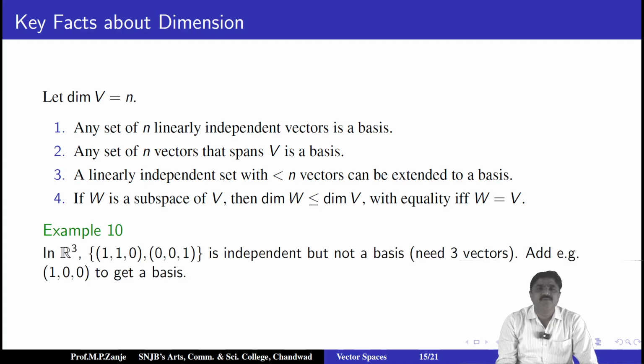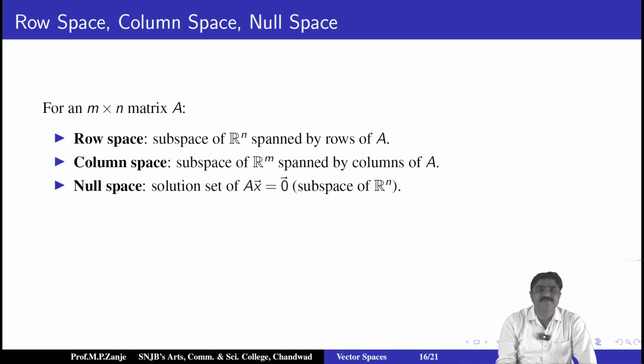Here, two vectors in R cube are independent but not a basis, because a basis should have three vectors. An example is adding (1, 0, 0) to get a basis. Now row space, column space, null space are there. Just reduce the matrix into echelon form, then we can find the row space, column space and their corresponding bases.